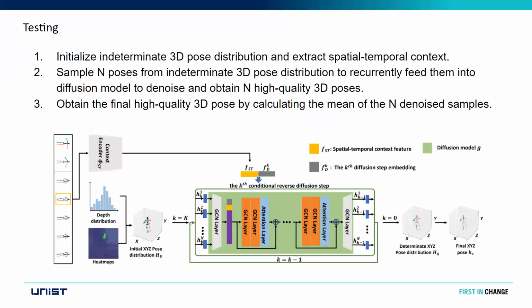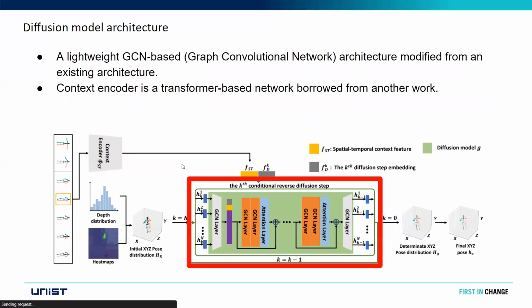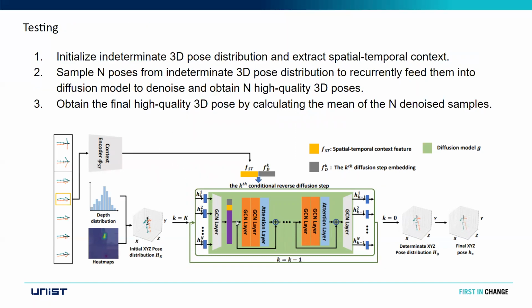For testing though, they first initialize an indeterminate 3D pose distribution and extract spatial temporal context, as can be seen from this picture. So they initialize this. Then they sample n poses from the indeterminate 3D pose distribution to recurrently feed them into a diffusion model to denoise and obtain n high quality 3D poses. So let me show n poses here.